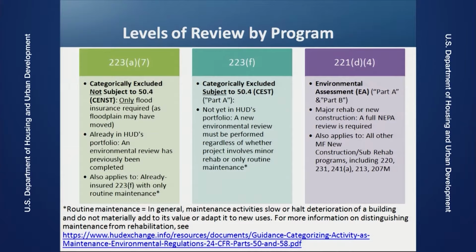So the same applies to all other multifamily new construction and substantial rehab programs, including apparently 220, 231, 241(a), 213, and 207M. I have no additional information on those programs. Because these are bigger projects with potentially more significant environmental impacts than the 223(f), these projects require a full environmental assessment and full NEPA analysis, which you might know as Parts A and B of the 4128.